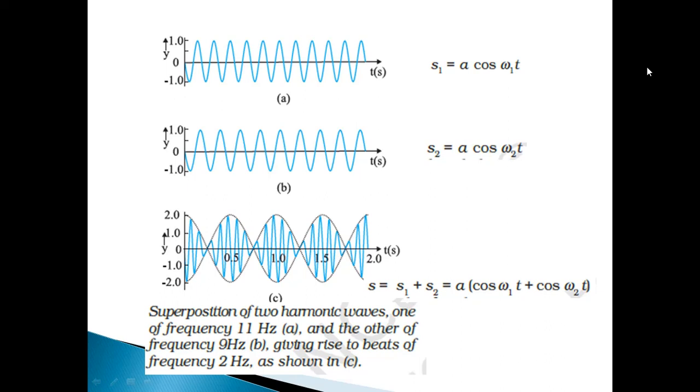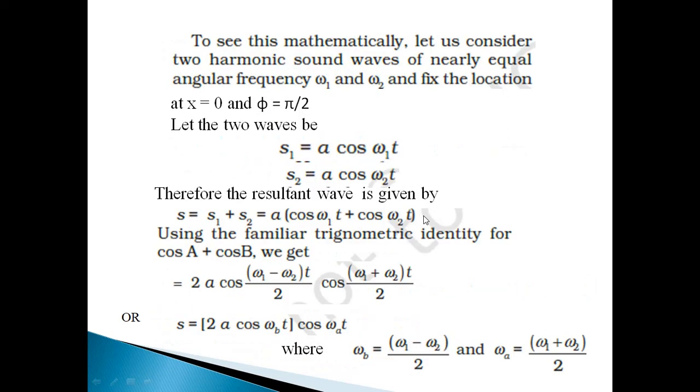So here the first harmonic sound wave is shown in the first graph, and let its displacement equation be S1 equal to A cos omega 1 t. And the second wave slightly differs in frequency, which is S2 equal to A cos omega 2 t. So in the third graph you see the beats. Now this is an example of two waves which are slightly different in frequencies, and the resultant wave is given by S equal to S1 plus S2, which is A cos omega 1 t plus A cos omega 2 t.